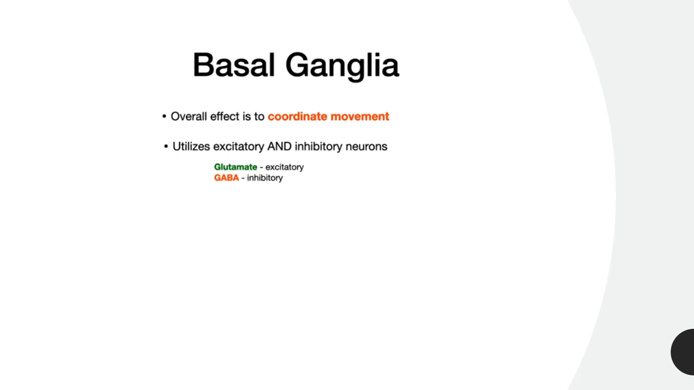This is a really big, high-yield concept for you to understand, not only for USMLE and COMLEX, but moving forward in your medical career. Glutamate, excitation; GABA, inhibition. Just memorize it, and that's really what you need to know. So when I reference the interneurons in these pathways in this video, if it's a glutamate neuron, it will be shown in green, which means it's excitatory. And if it's a GABA interneuron, it will be shown in red, which means it's inhibitory.